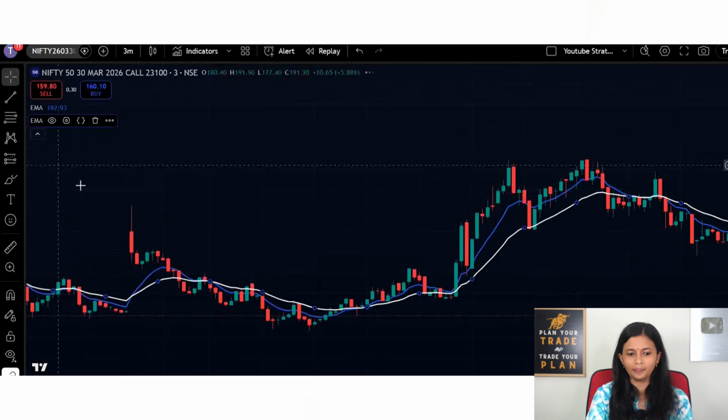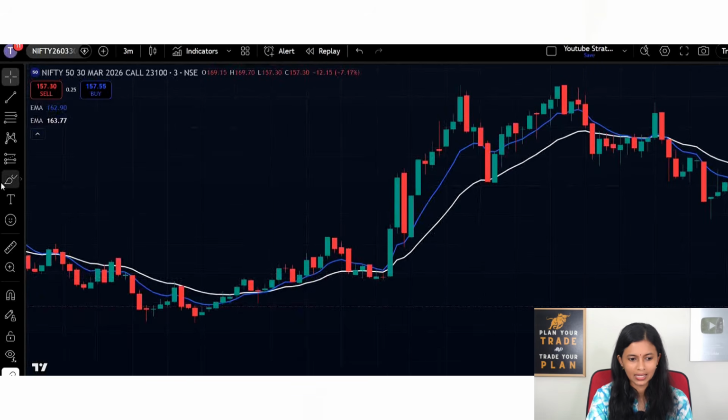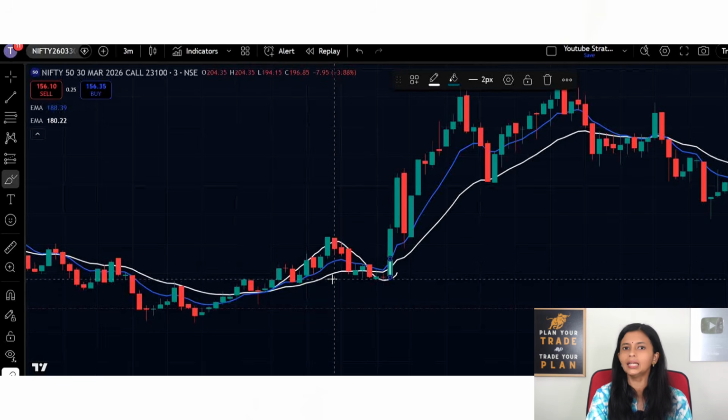So according to our rule, first we need to wait and see when the price moves upwards like this. Then it has to come down, and when the candle again breaks the EMA lines, you have to make sure that the shorter EMA, that is 9 EMA, is above 21 EMA.